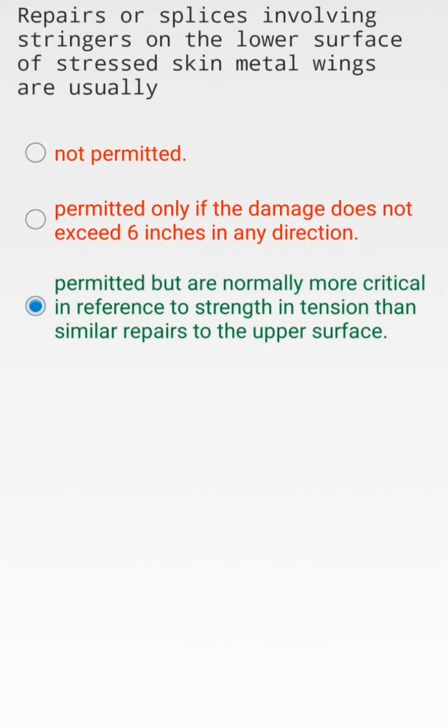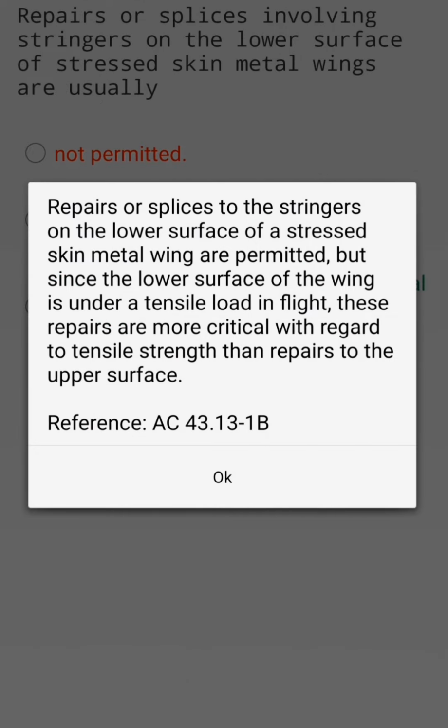Repairs or splices involving stringers on the lower surface of stress skin metal wings are usually permitted but are normally more critical in reference to strength and tension than similar repairs to the upper surface. Repairs or splices to the stringers on the lower surface of a stress skin metal wing are permitted, but since the lower surface of the wing is under a tensile load in flight, these repairs are more critical with regard to tensile strength than repairs to the upper surface.